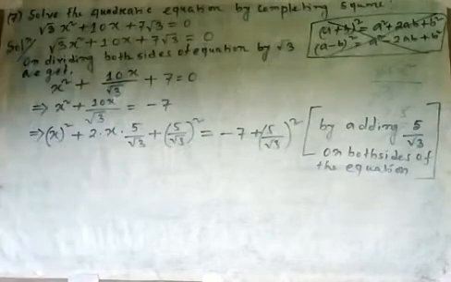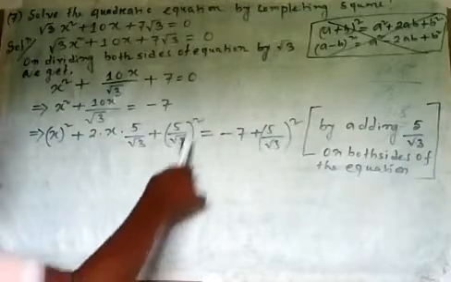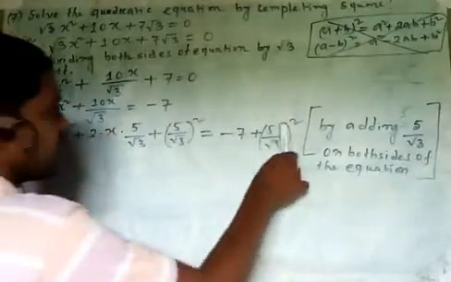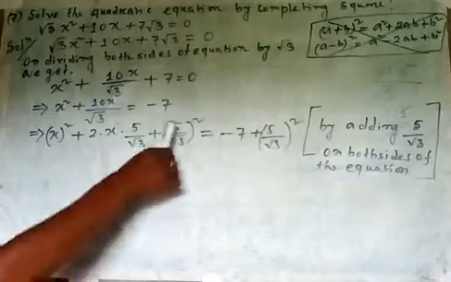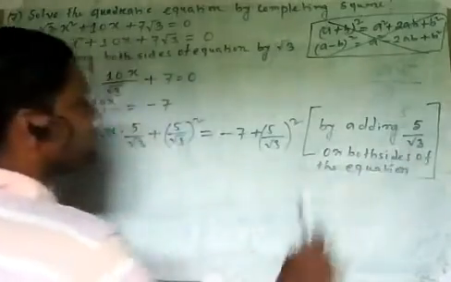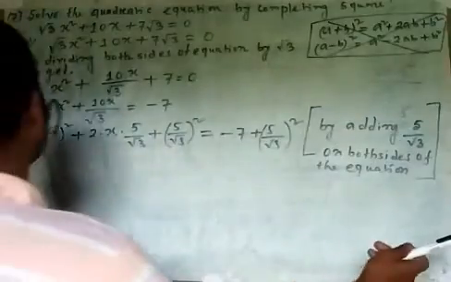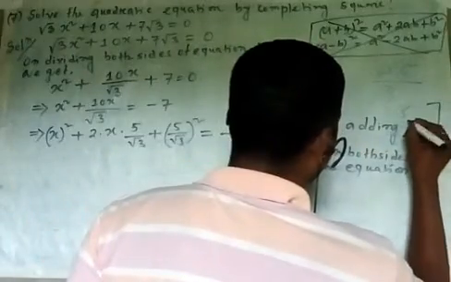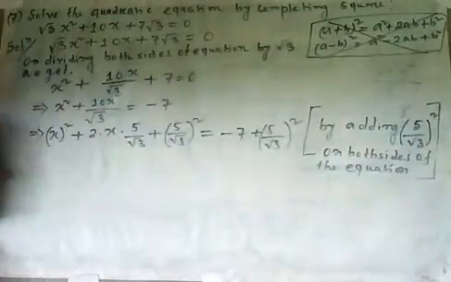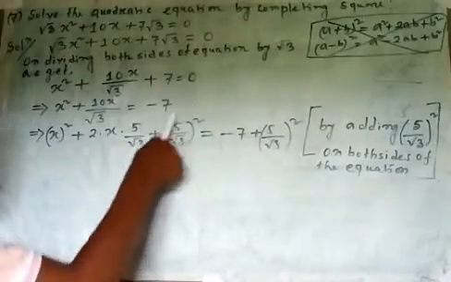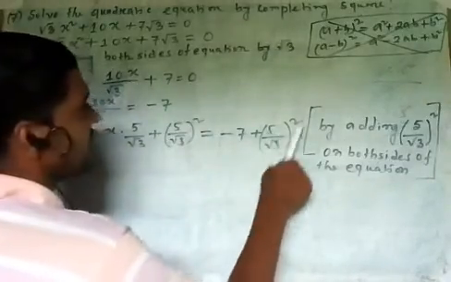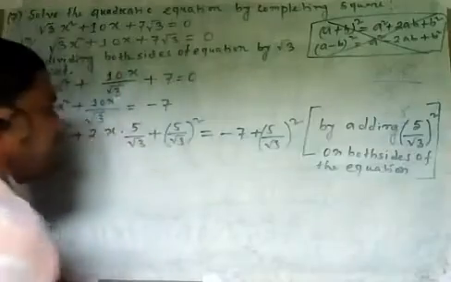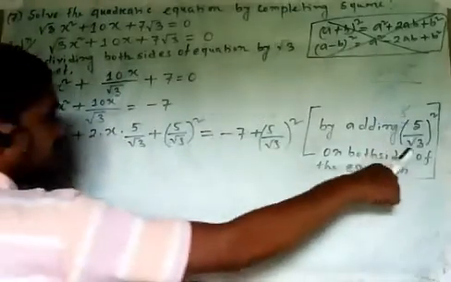It means what we can see, 5 by root 3 whole square and 5 by root 3 whole square. We are adding. This is extra, that's why you can write on adding both sides of the equation by 5 by root 3 whole square. How much we are adding? 5 by root 3 whole square. That's why we have written by adding 5 by root 3 whole square on both sides of the equation.